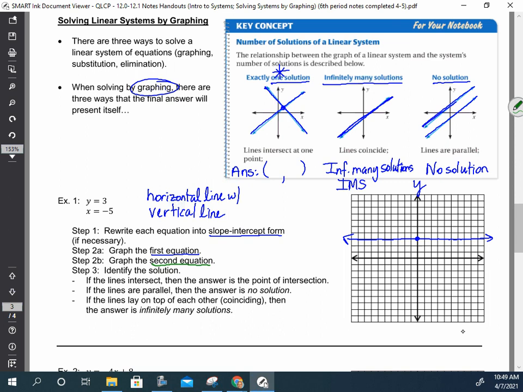Now we graph the second equation. x equals -5. Go to the x-axis. Go to -5. Draw your vertical line. So there's your horizontal line, there's your vertical line. Notice that they intersect right there.